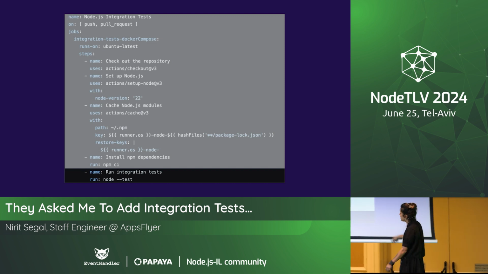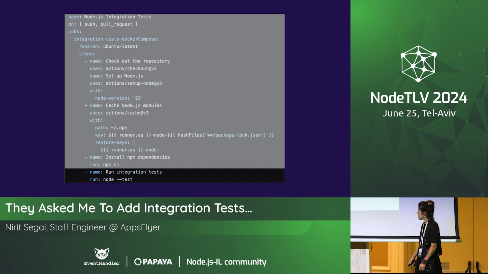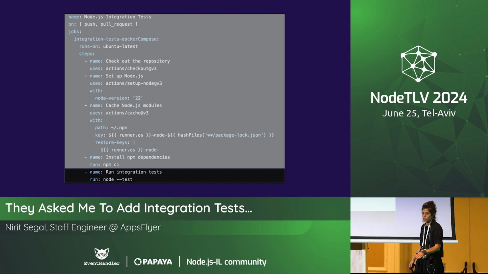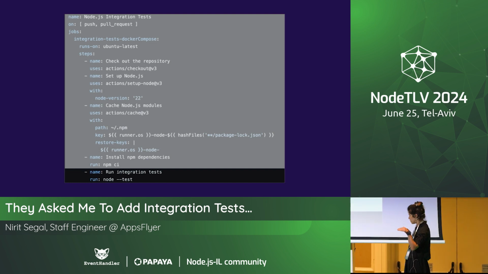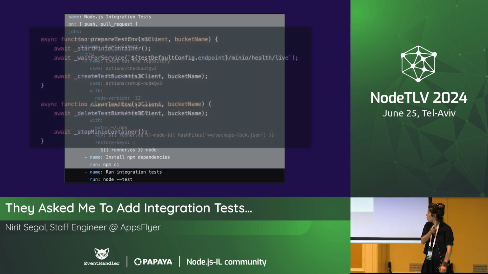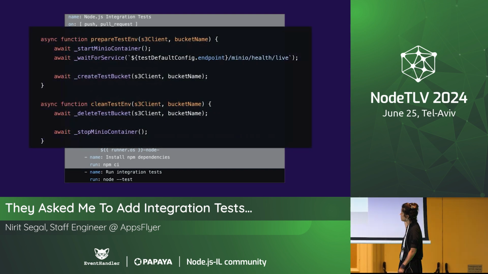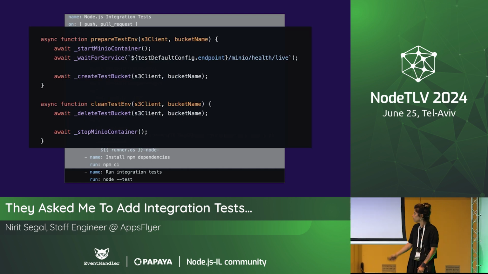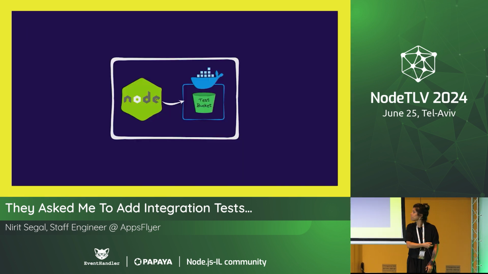This is the only line that is relevant for running the integration test, node dash dash test. It's running the code that we saw earlier on my repository. It prepares the test environment, which creates a Docker container and destroys the environment. And this is how it looked like when it ran on my machine.